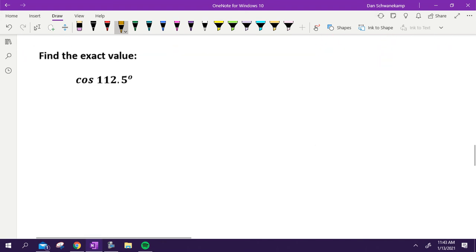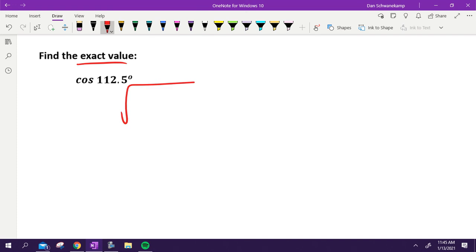Next one. Find the exact value of cosine of 112.5 degrees. See what you can do. Cosine of 112.5 degrees. We're finding the exact value, so I'm using my unit circle. What formulas do you think I'm using if I'm doing cosine of 112.5? Half angle identity. So my formula looks like this.